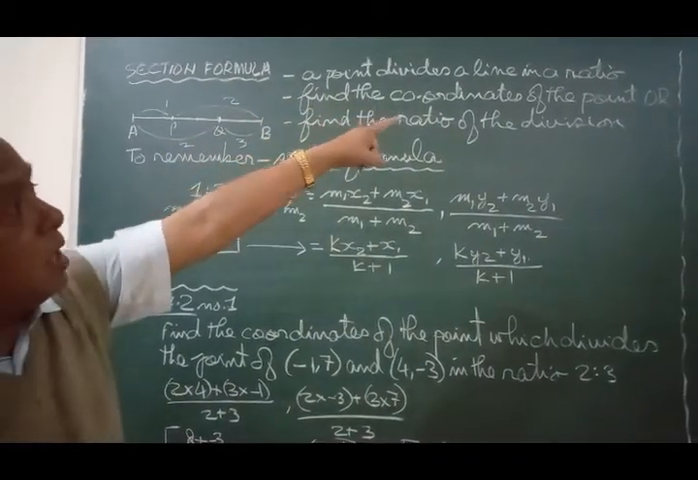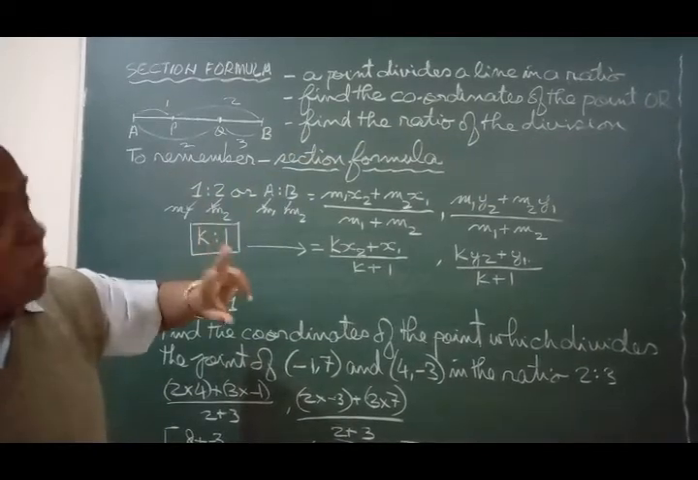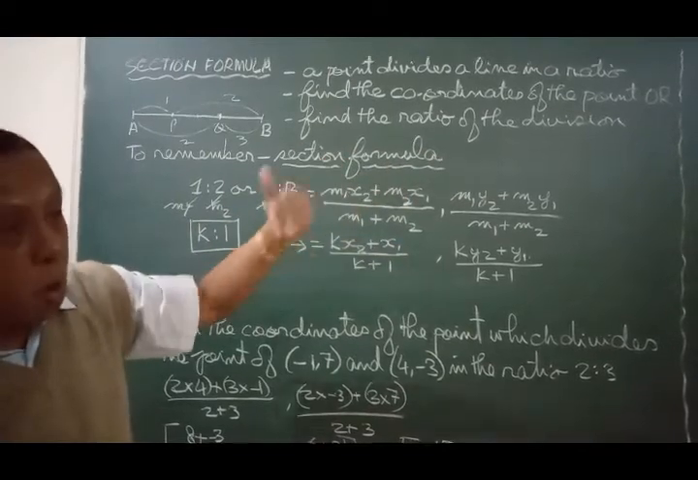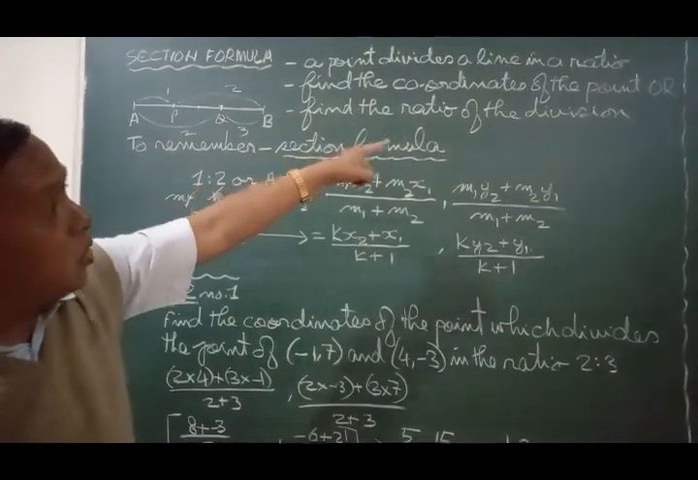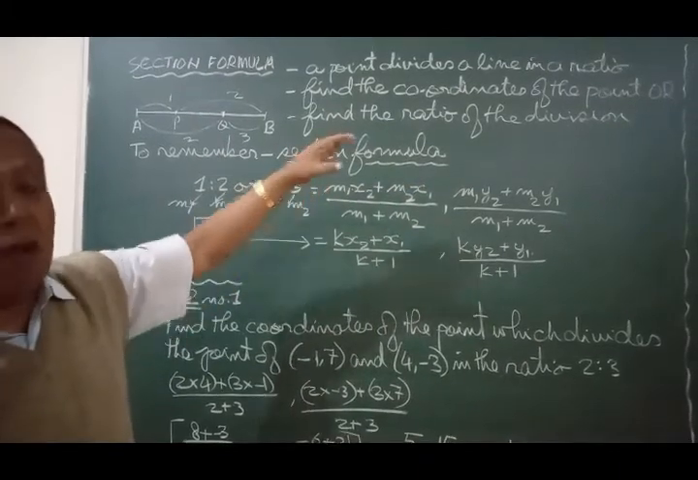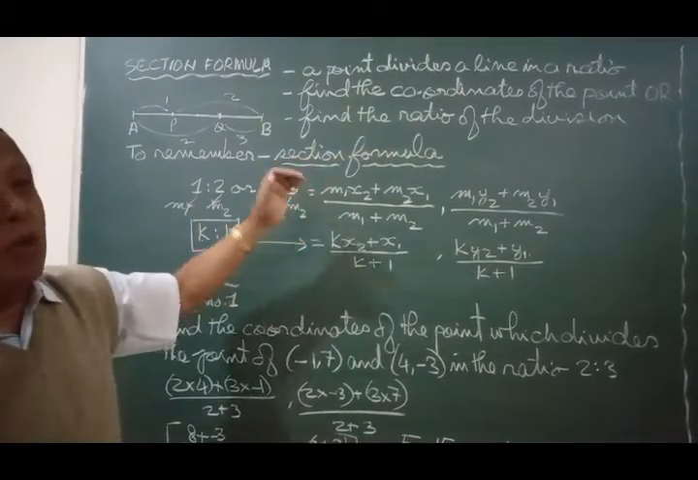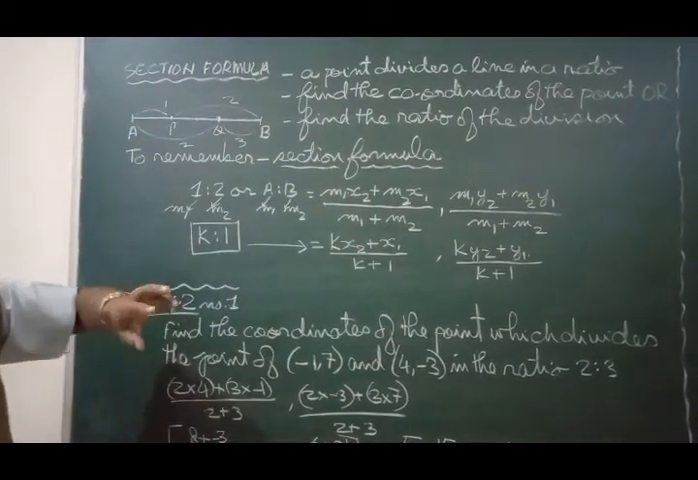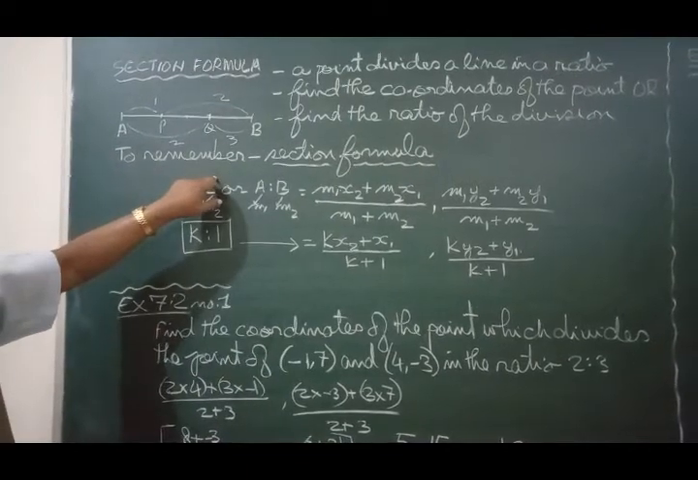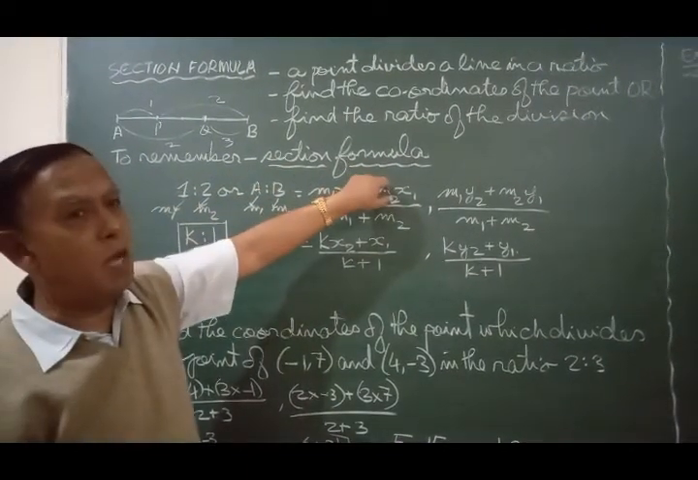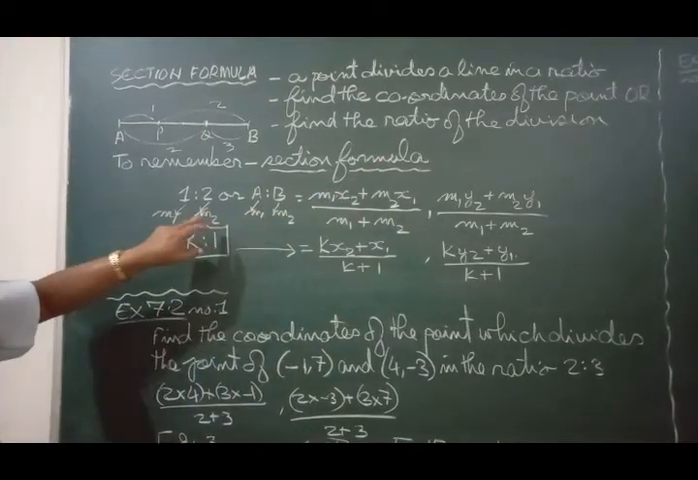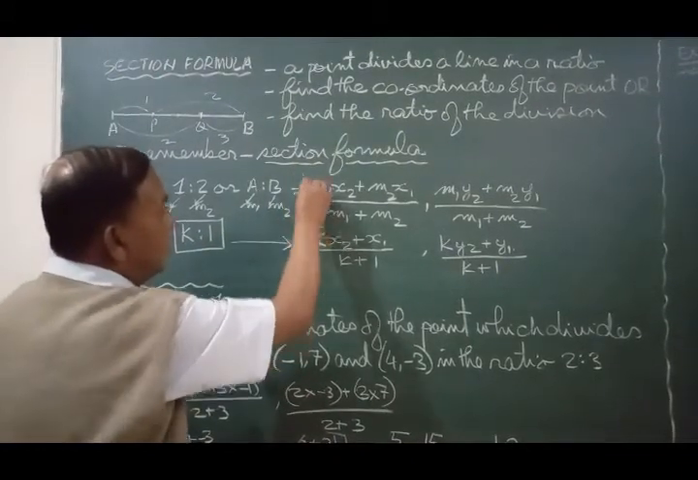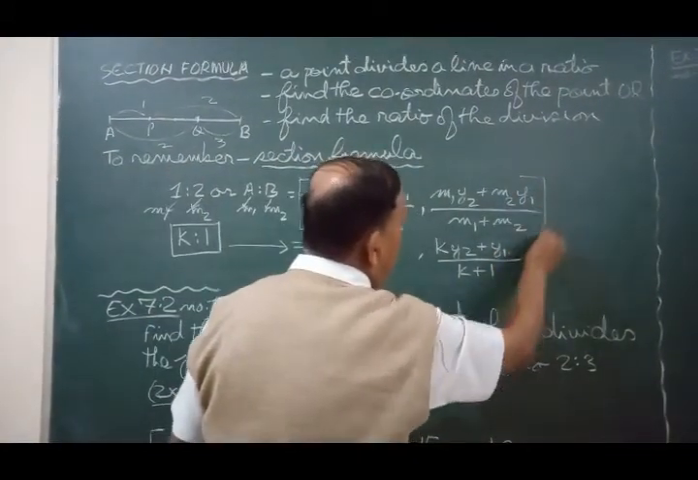This is what we mean by section formula. A point divides a line in a ratio. Two things we can do: find the coordinates of the point, and the opposite, reverse, find the ratio of the division. So you can be asked to find the coordinates or find the ratio, and that is the importance of this section formula. And please remember, in this section formula, we need to study by heart. We need to remember the section formula. And what is the section formula? Exactly this. This is the section formula you need to remember.